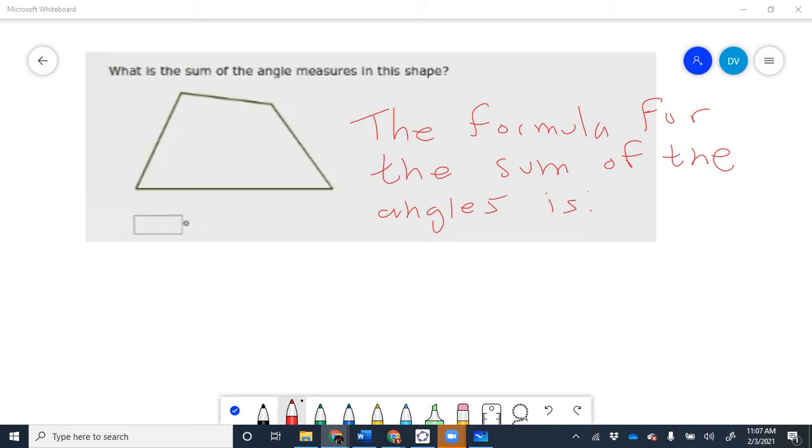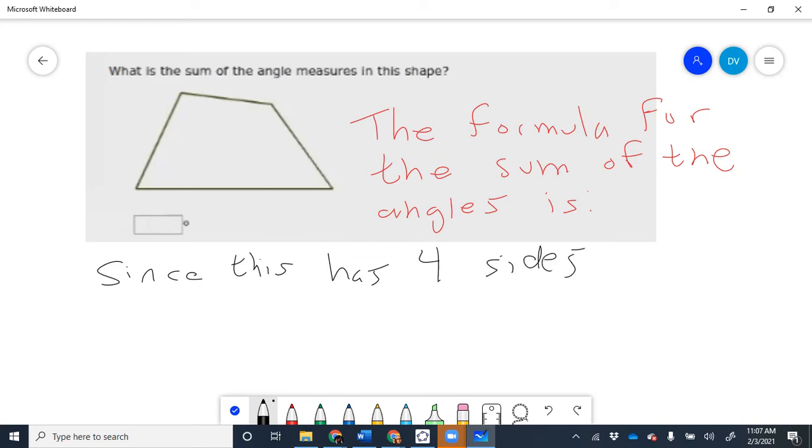Since this polygon has 4 sides, n, it's a variable, so n is going to be equal to 4. N is equal to 4.